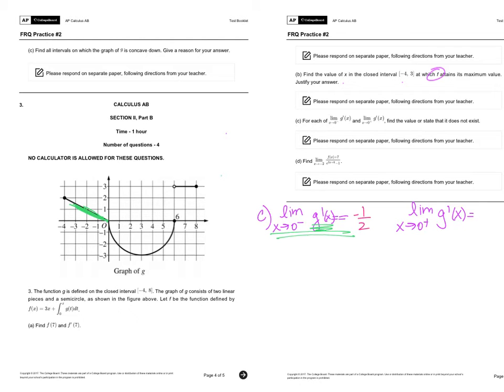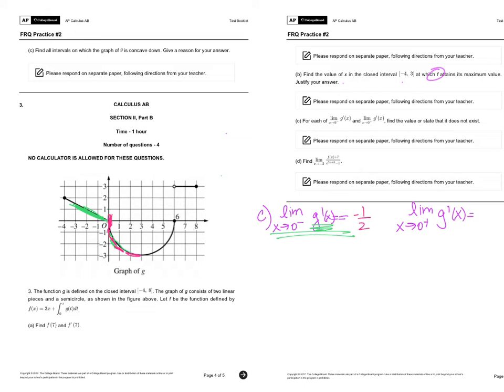Whereas if I approach from the right, see how my tangent lines are getting vertical? As I get close to 0, like my tangent line's here and here and here and here, and as I get close to 0, they're like so steep. So what's happening to that slope is that it does not exist.